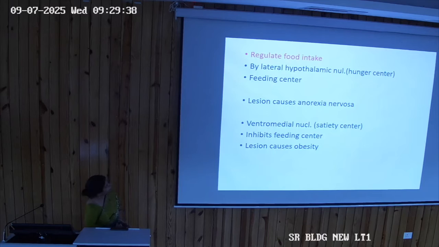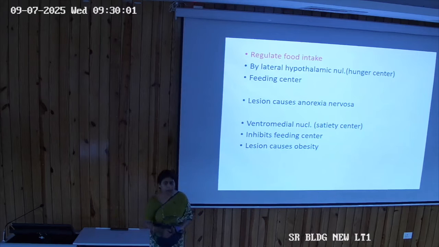Regulation of food intake. Lateral hypothalamic nucleus is responsible for the hunger center or feeding center. Lesion causes anorexia. Okay, ventromedial nucleus is responsible for the satiety center. If this is getting inhibited, it inhibits the feeding center; lesion causes hypothalamic obesity.